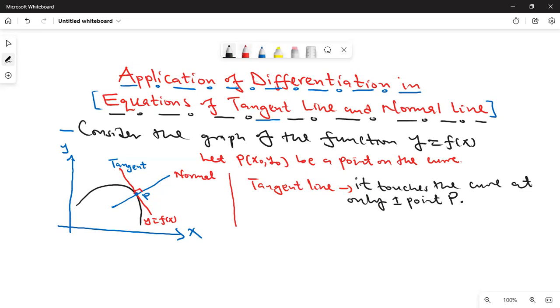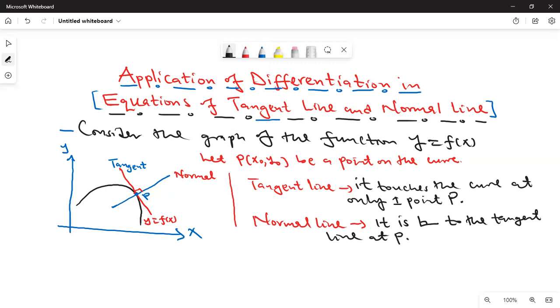What about a normal line? It is a line that is perpendicular. This means perpendicular to the tangent line at P. It also passes through point P and is perpendicular to our tangent line.